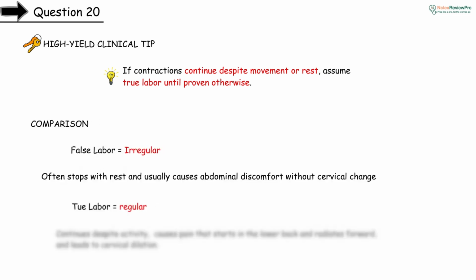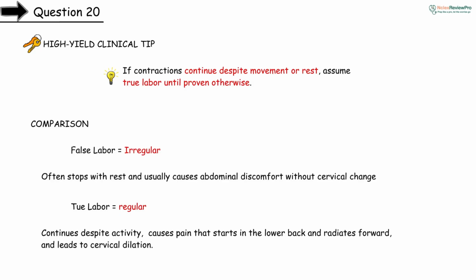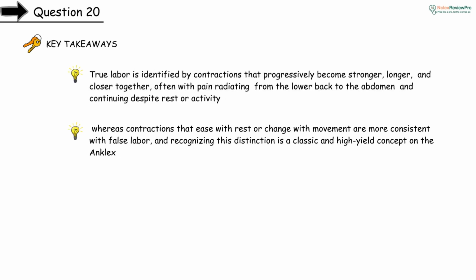Let's anchor this with a quick comparison. False labor is irregular, often stops with rest, and usually causes abdominal discomfort without cervical change. True labor is regular, continues despite activity, causes pain that starts in the lower back and radiates forward, and leads to cervical dilation. So the key takeaway here is this.